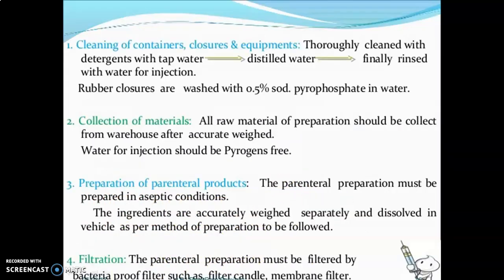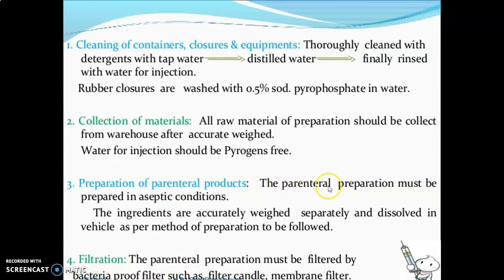First of all, cleaning of the containers, closures and equipment. They are thoroughly cleaned with detergents, with tap water, then distilled water, then finally rinsed with water for injection, that is WFI. Rubber closures are washed with 0.5% sodium pyrophosphate in water. Then collection of materials. All the raw material of the preparation should be collected from the warehouse after accurate weighing. Water for injection, that is WFI, should be pyrogen free.